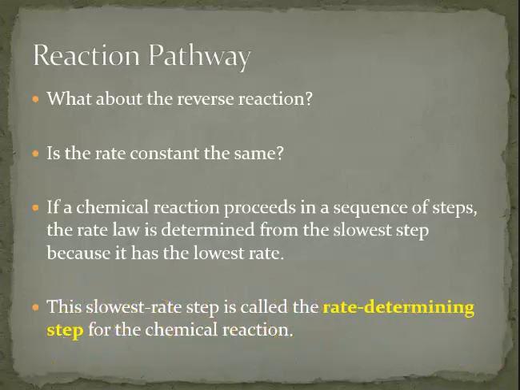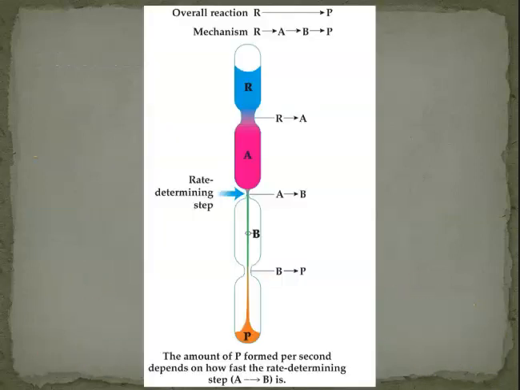It's where it bottlenecks. So let's say, for example, we've got this bunch of funnels here. We have an overall reaction, R becomes P, so reactants become products. But let's say it's actually a 3-step deal: R becomes A becomes B becomes P. R goes to A really quick, no problem. Here's the bottleneck. Here's the rate determining step. It's really small here. It totally slows down and jams up.